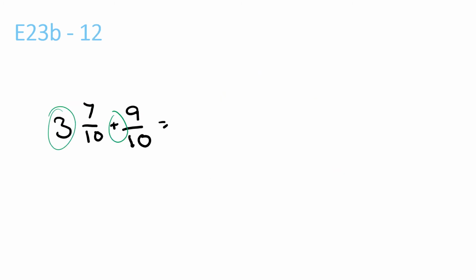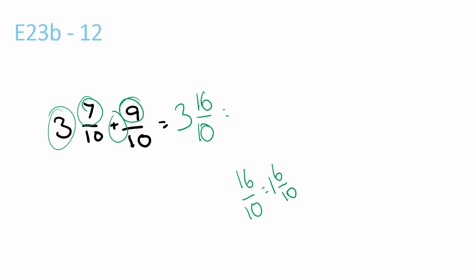3 plus nothing is 3. 7 plus 9 is 16 over 10, which is equal to 1 and 6 over 10. 1 and 6 over 10 plus 3 is 4 and 6 over 10. 6 divided by 2 is 3, and 10 divided by 2 is 5. So 4 and 3 over 5. 4 and 3/5.